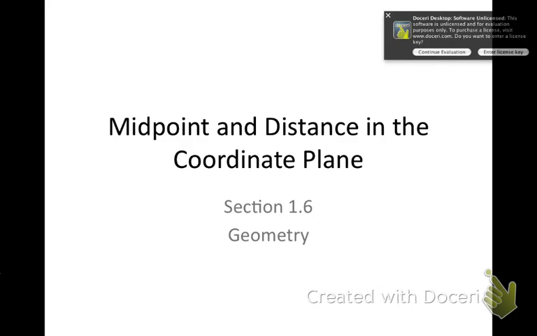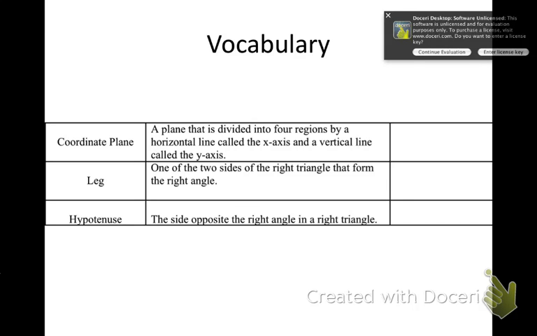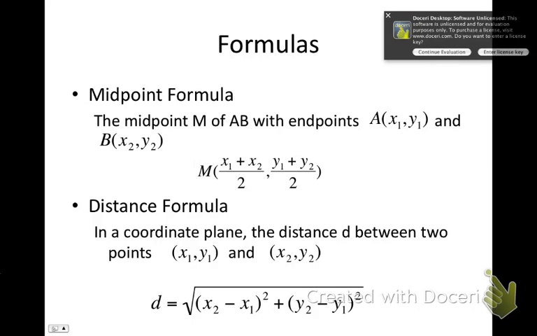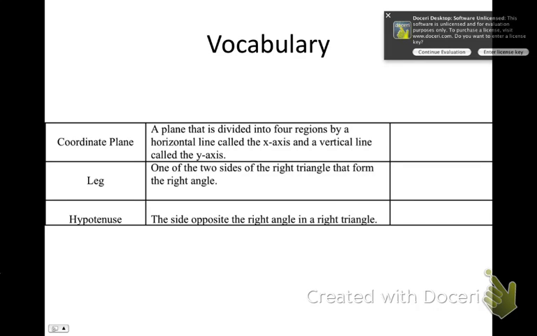So midpoint and distance in the coordinate plane, section 1.6, last section of the chapter. All right, vocabulary here. The coordinate plane. The coordinate plane is a plane that is divided into four regions or four quadrants by a horizontal line called the x-axis. So there's our x-axis. And a vertical line called the y-axis. There's our y-axis.